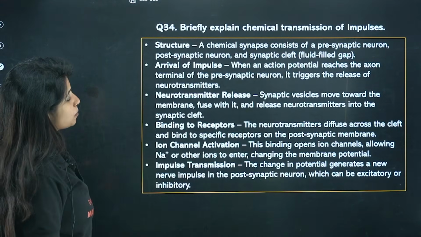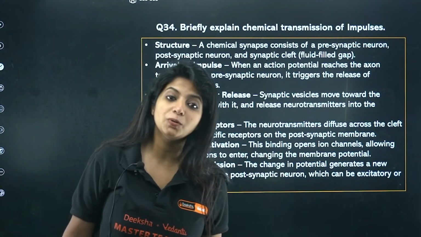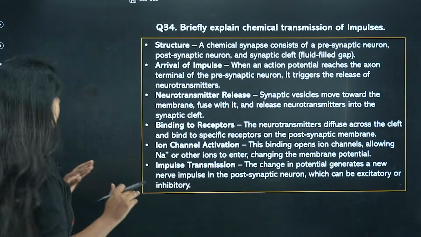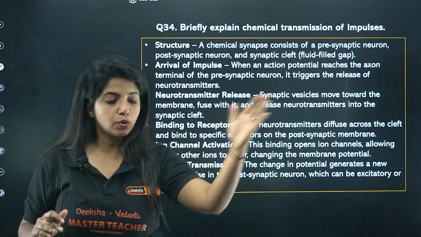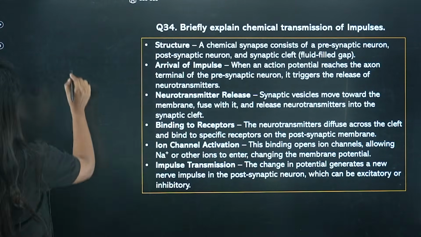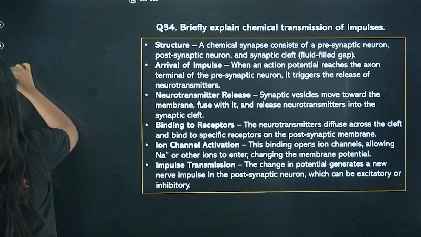Now, briefly explain the chemical transmission of impulses. How do you think impulses are getting transmitted out there? Very simple. Listen to me carefully. So there is a neuron. A neuron is there. The neuron is going to pass the signal. If you have seen the structure of a neuron, it looks like this. So I'll make it and show it to you. Just a second.